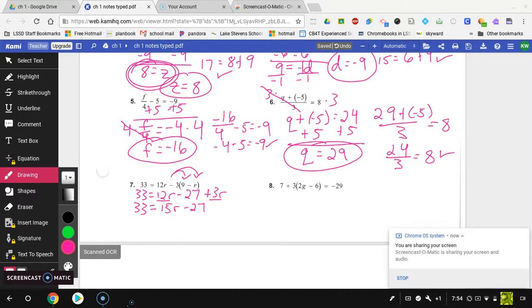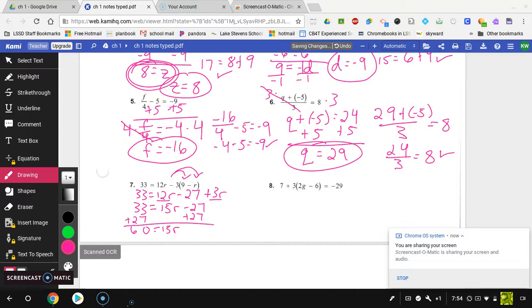Okay, so now I've used the distributive property. I've combined my like terms. Now I want to start getting my variable by itself. I always want to get rid of that addition or subtraction first. So I'm going to add that 27 over. 27 plus 33 is 60. So I have 60 is equal to 15r.